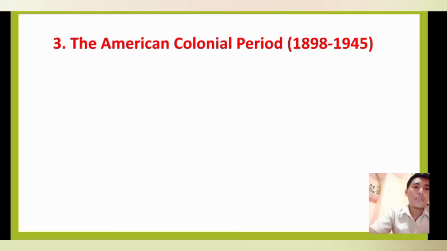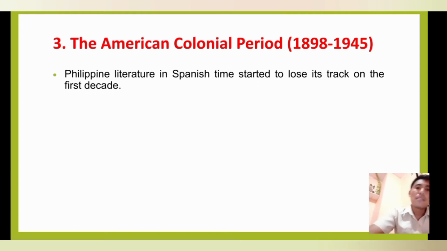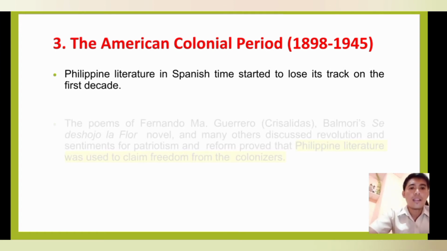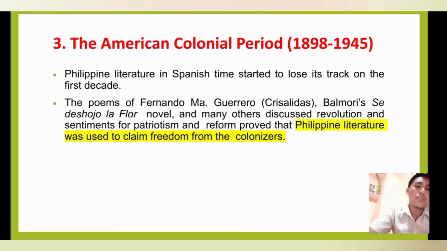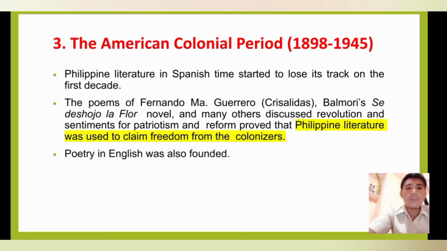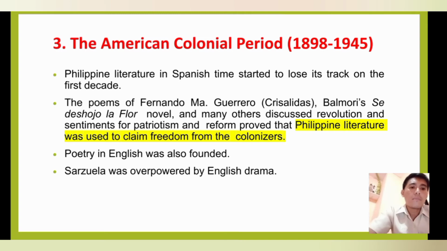We have the third colonial period, the American colonial period. Philippine literature in Spanish times started to lose its track in the first decade. The poems of Fernando Maria Guerrero, Balmores, Sedishoho La Flor, novel, and many others discussed revolution and sentiments for patriotism and proved that the Philippine literature was used to claim freedom from the colonizers. Poetry in English was also founded. Zarzuela was overpowered by English drama.